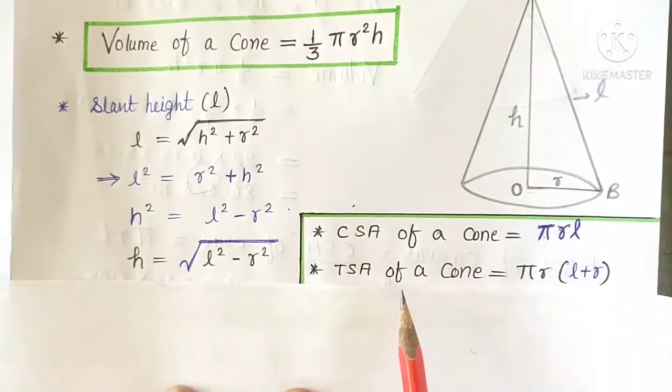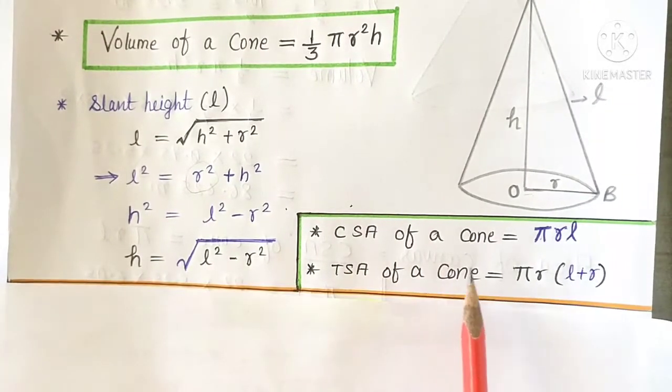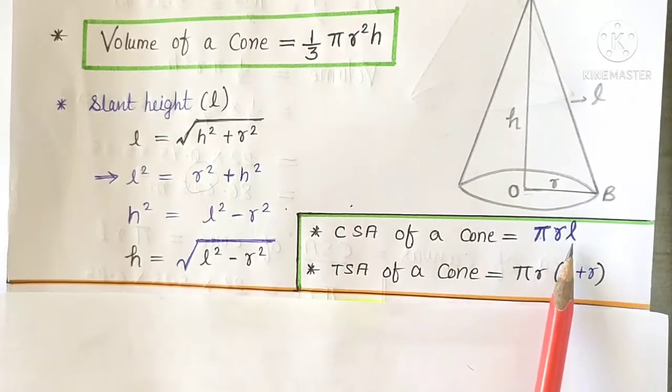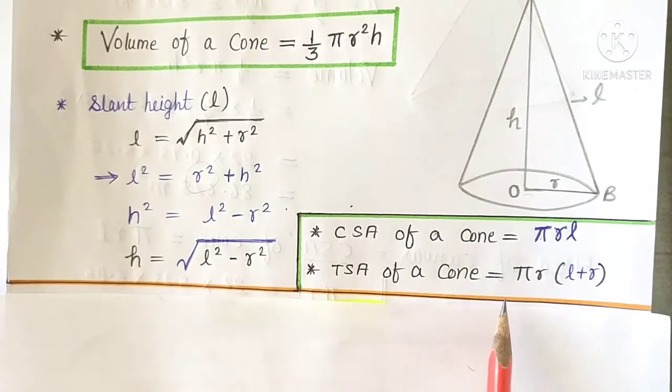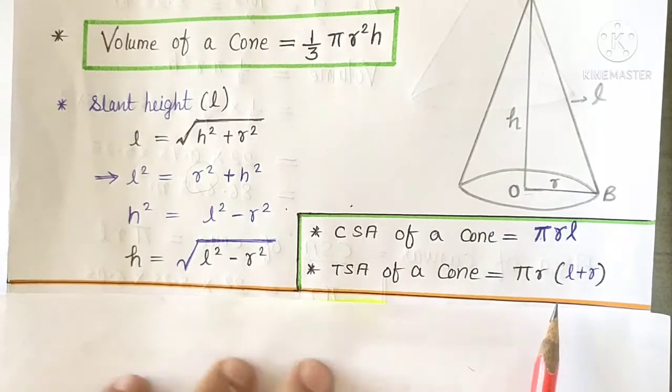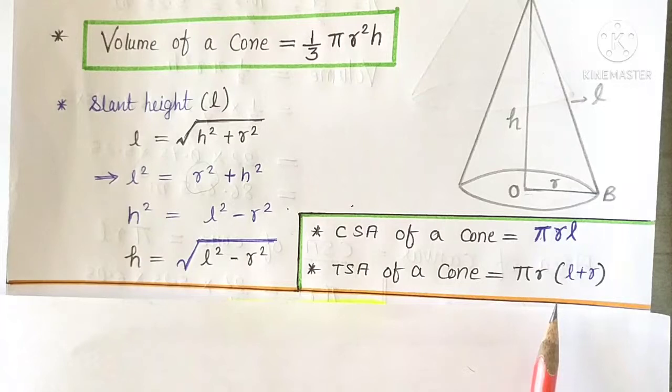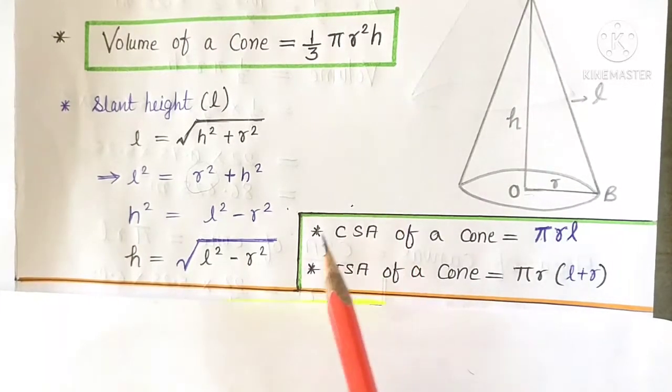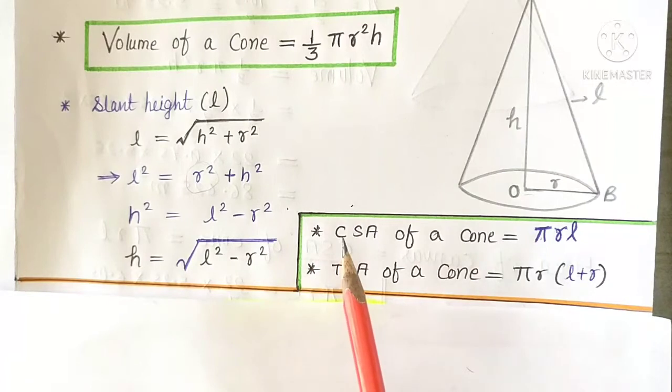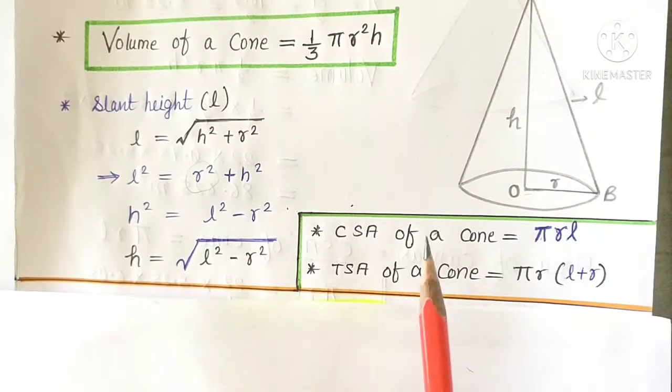Now, CSA of a cone, curved surface area of a cone, is pi RL, where L means slant height. TSA of a cone means pi R times (L plus R). These are the formulas. So we have learned all the formulas related to the cone. Now, on the basis of this, we will solve the questions given in exercise 13.7. So, let's do the questions.